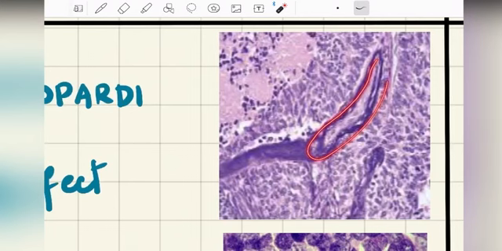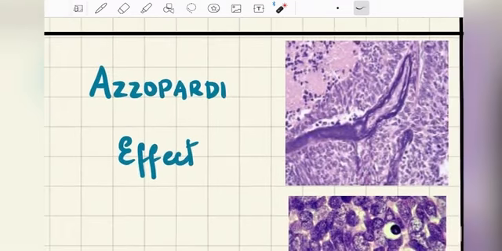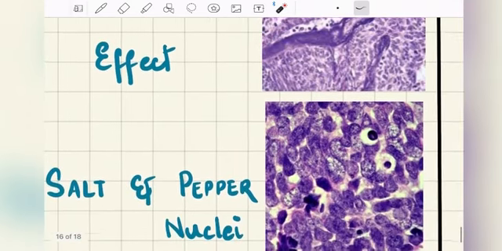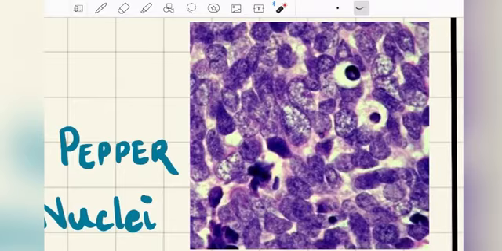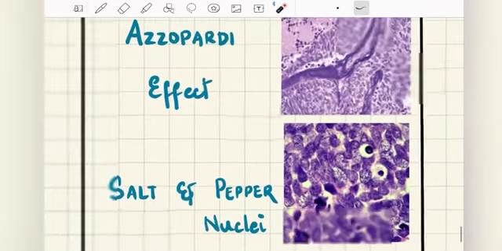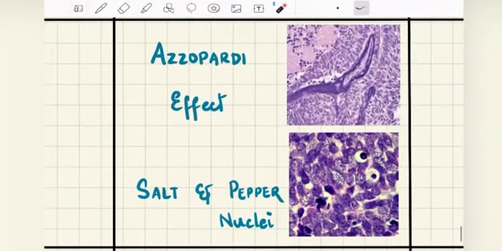So in this image you can see there is a blood vessel, the wall of which is stained blue. So this is called as Azzopardi effect. That is one finding seen in small cell carcinoma. There is one more finding in small cell carcinoma, which is, if you look at the nucleus of the cell, you can see that it is not evenly colored. So you can see white dots in the purple background. So that is the salt and pepper appearance of the nucleus seen in small cell carcinoma. So there are two findings. One is Azzopardi effect, which is the bluish coloration of the wall of blood vessel, and salt and pepper nucleus of the cell.